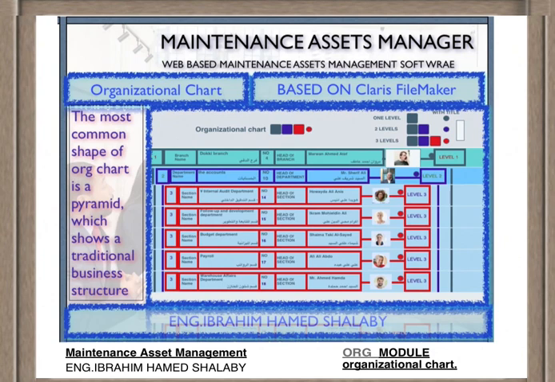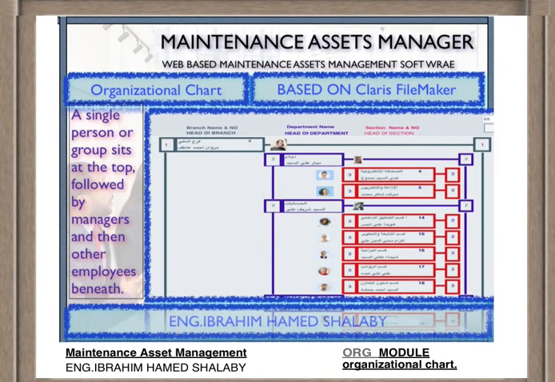The most common shape of org chart is a pyramid, which shows a traditional business structure. A single person or group sits at the top, followed by managers and then other employees beneath.